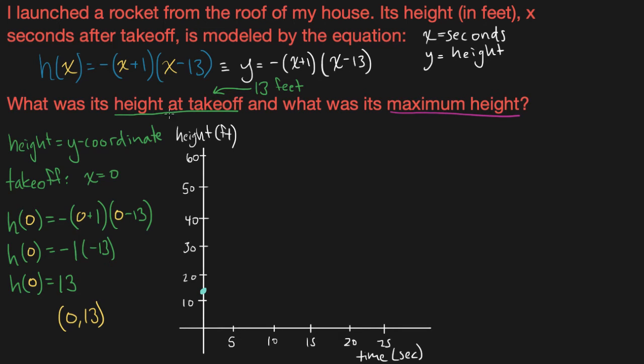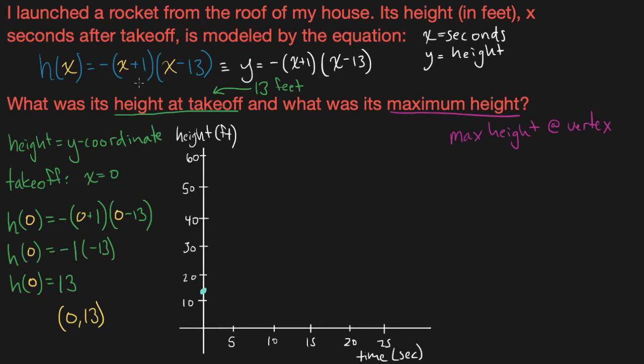Okay, so for the maximum height, like I said, the maximum height is going to be at the vertex. So let me write that out. Max height is at the vertex. And so all we need to do is find the vertex of this parabola.